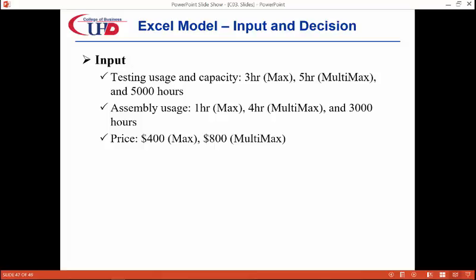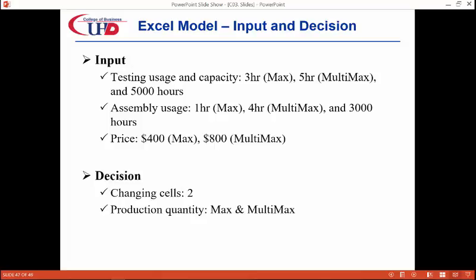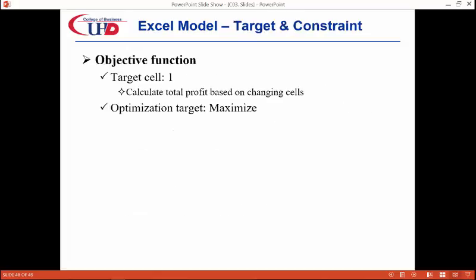Before configuring the linear programming model, make sure you have all the input data ready. In max and multi-max example, we have 3 groups of relevant inputs: testing usage and capacity, assembly usage and capacity, finally price. Changing cells are for the decision. We need only 2 of them for the production quantity of max and multi-max separately.